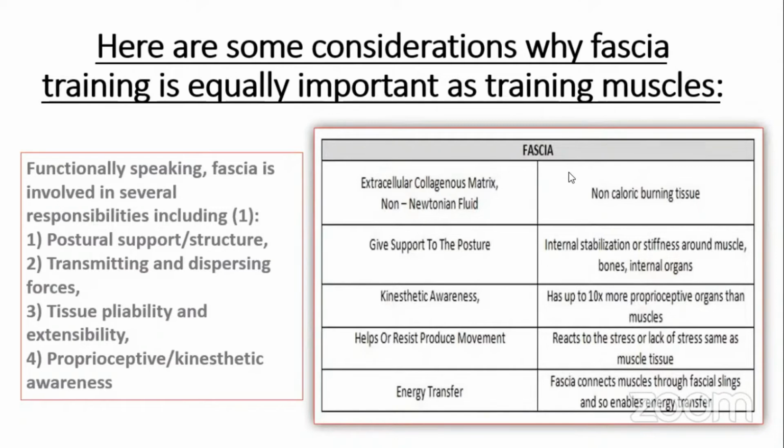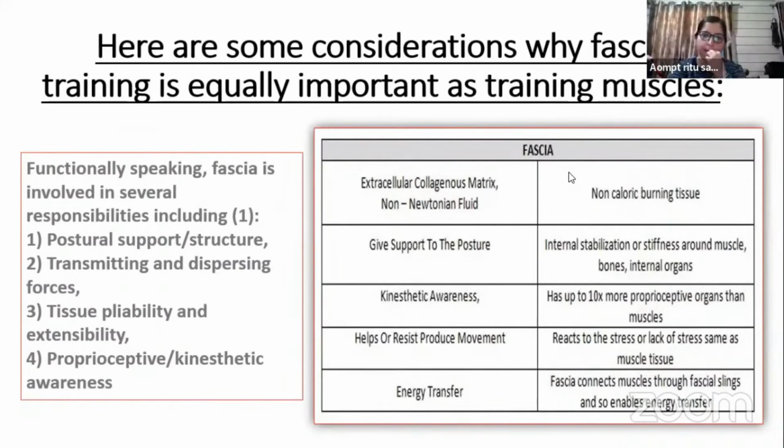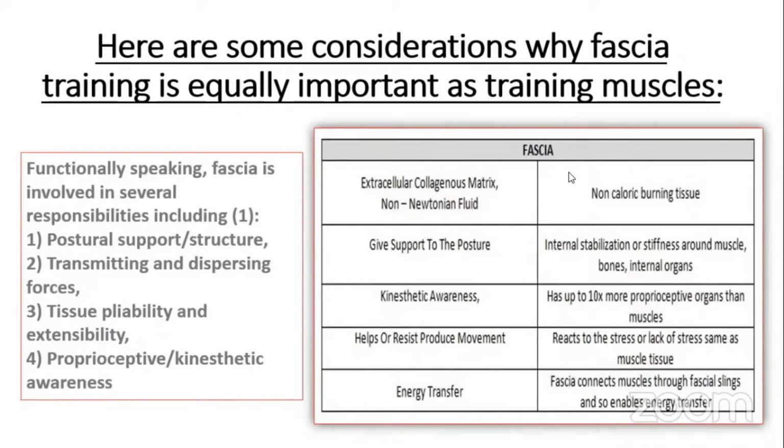Yeah, so I agree with you that there are some considerations where fascia training is important related to training muscles. Not only one, because mostly now, especially in Indonesia, to my personal understanding, training is mostly related to muscle. Yes. Forget about fascia. But it must be equally treated, right? Okay. Yes. Go ahead, Dr. Ritu.